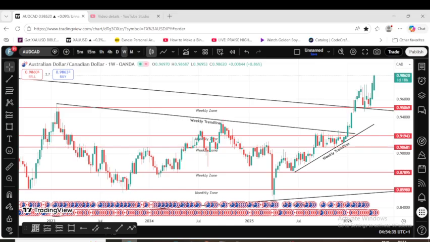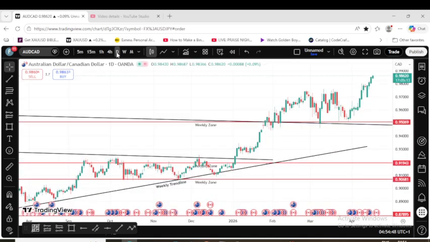Okay, so now we're back. We've identified our zones on the monthly and weekly time frame. We've also drawn our trend lines on the monthly and weekly time frame. So we'll go down to the daily time frame and we'll do those two things one more time.